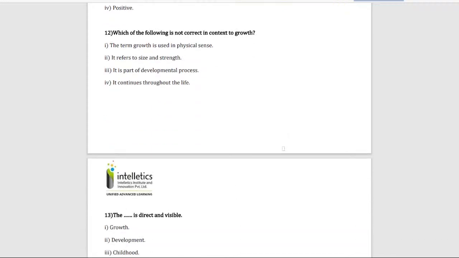Coming to question number 12, which of the following is not correct in context to growth? First, the term growth is used in the physical sense. Second, it refers to size and strength. Third, it is part of the developmental process. Fourth, it continues throughout the life. So which of these is not correct? That is, which is wrong in context to growth? And the answer to this question should be 4. It continues throughout the life is not correct in context to growth.